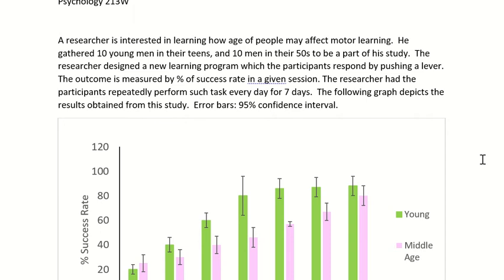The outcome is measured by percentage of success rate in a given session. Now, the researcher had the participants repeatedly perform such tasks every day for 7 days. The following graph depicts the results obtained from this study.